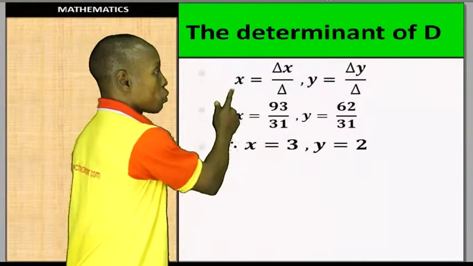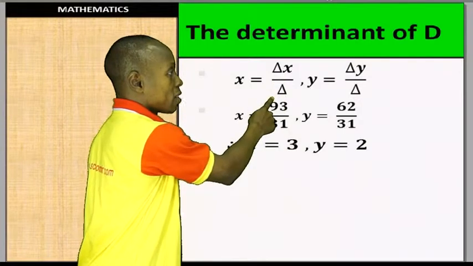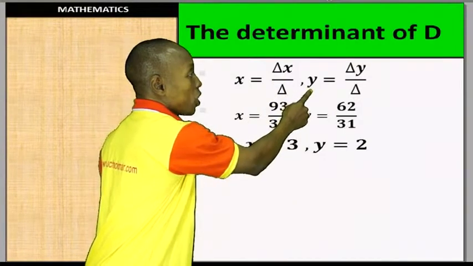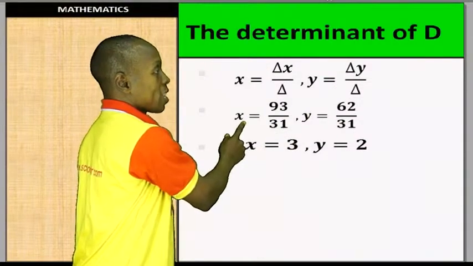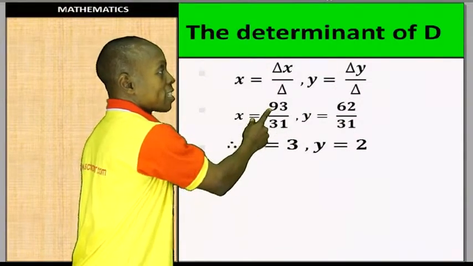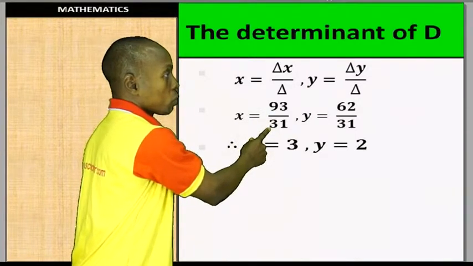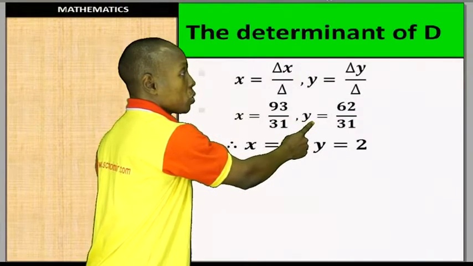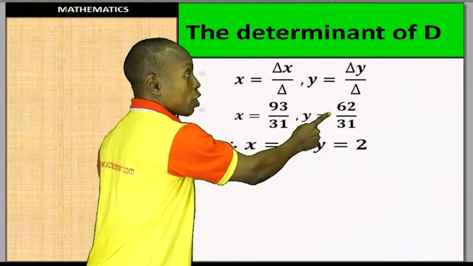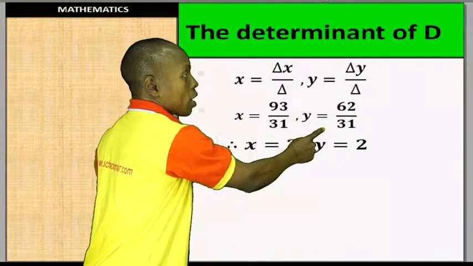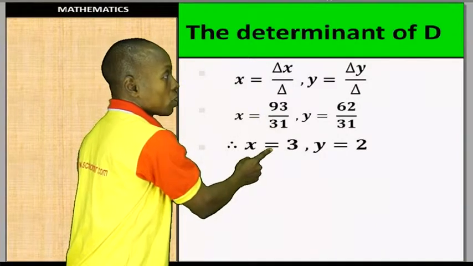So let's look at it. x is equal to the determinant of x over the general determinant. y is equal to the determinant of y over the general determinant. Because the determinant of x is 93 and the general determinant is 31, x is 93 over 31. And y is the determinant of y, 62, over the general determinant, which is 31. So 93 divided by 31 gives you 3.